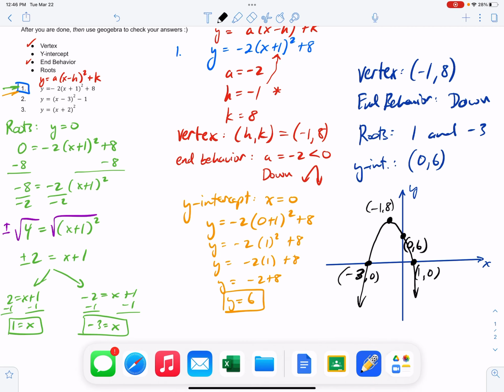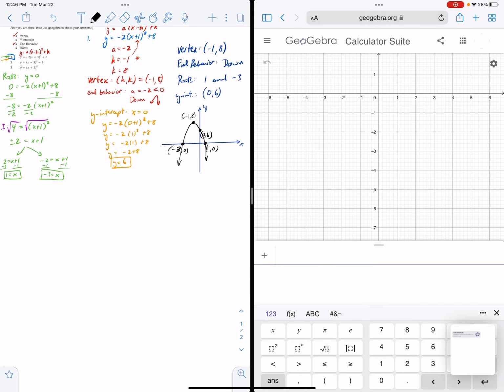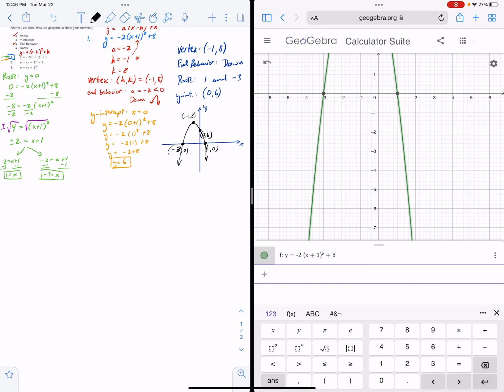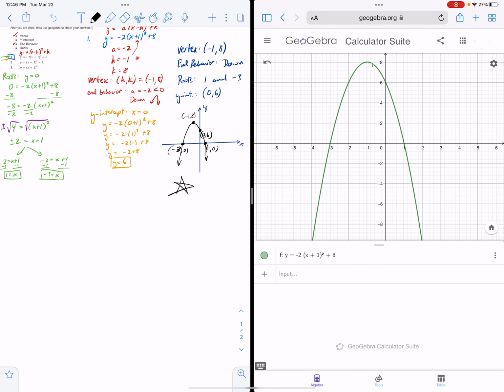So let me put this on the screen here. And I'm going to type this equation in. I think I can get this all in one shot. y equals -2 times parentheses x plus 1, close parentheses squared, plus 8. And we can kind of see it here. It sort of matches this figure there.